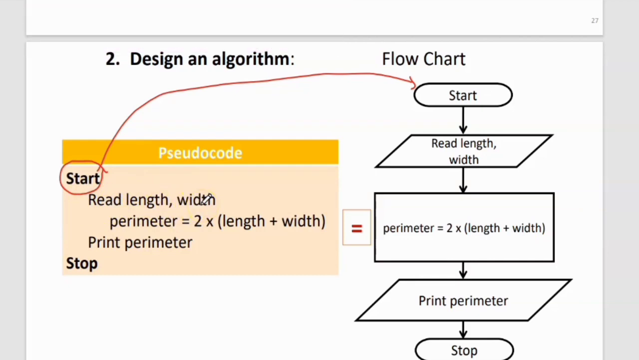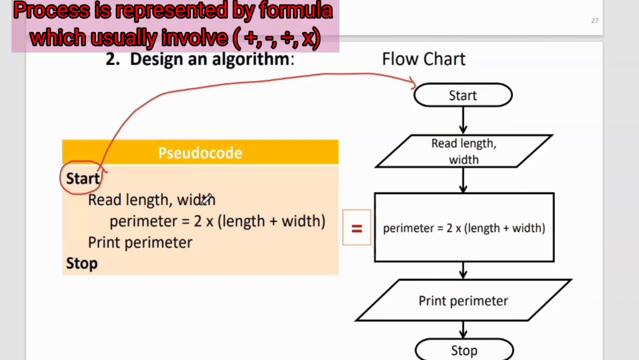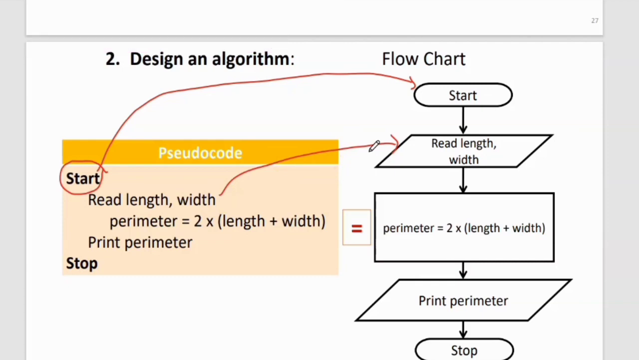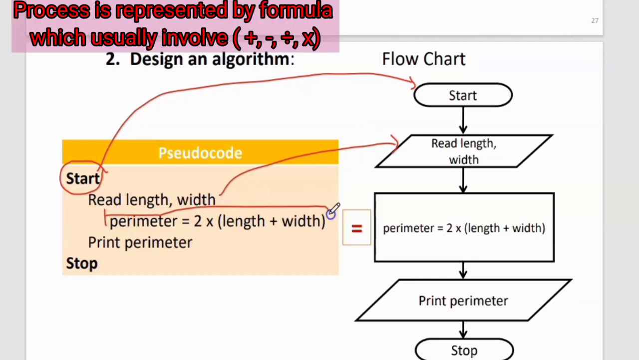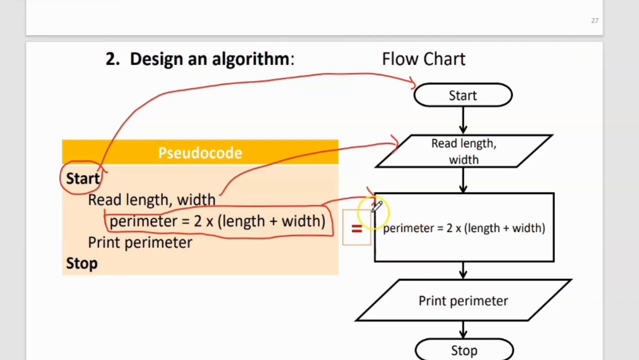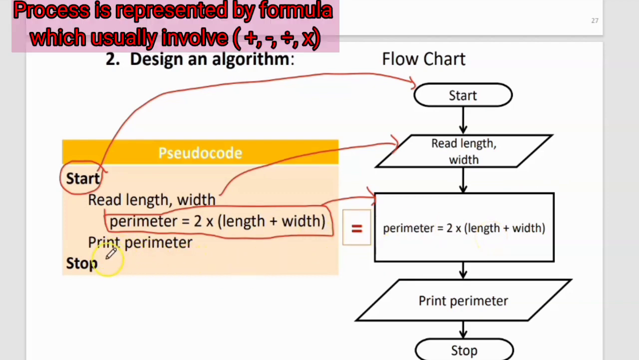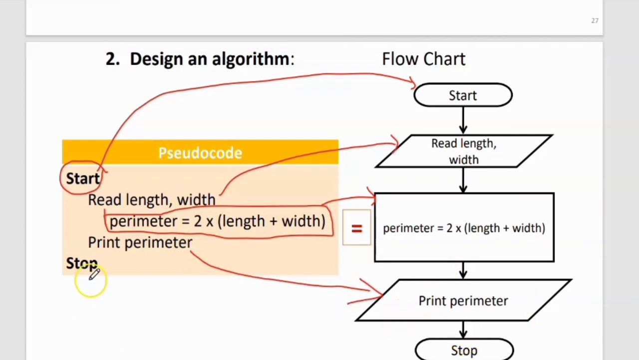Still remember, for input you use the parallelogram symbol. So just write here, using the parallelogram symbol. Next we have process, so this is for process. You draw the rectangle shape and you write the process. For the output, you use the parallelogram shape. And stop, use the oval shape.